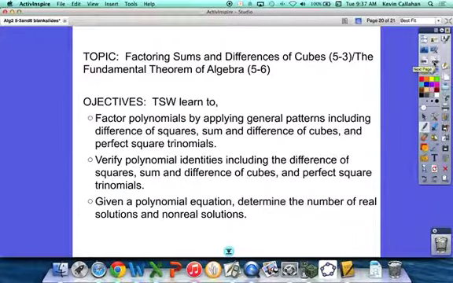So let's see. Factor polynomials by applying general patterns, including differences of squares, sum and difference of cubes, perfect square trinomials. The thing that we added that we didn't do yet, because we've had this objective before, is the sum and difference of cubes. And the next one is sum and difference of cubes. And then, given a polynomial equation, determine the number of real solutions and the number of non-real or imaginary solutions. Okay.